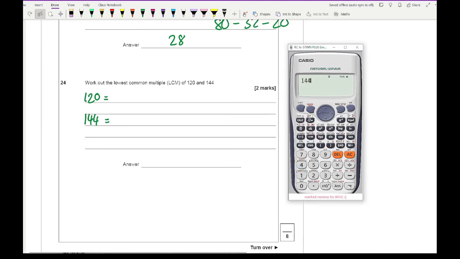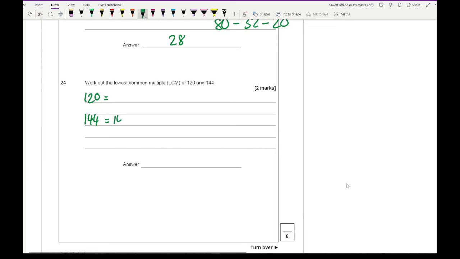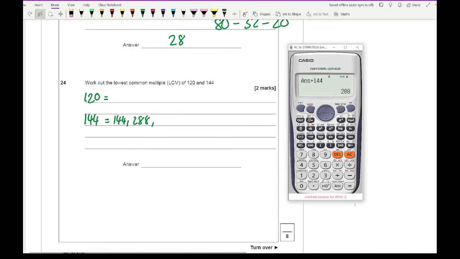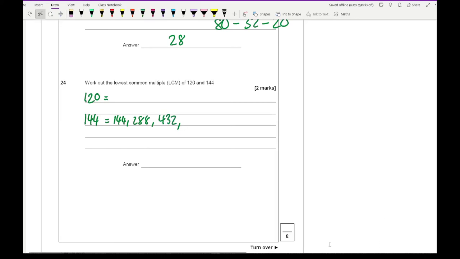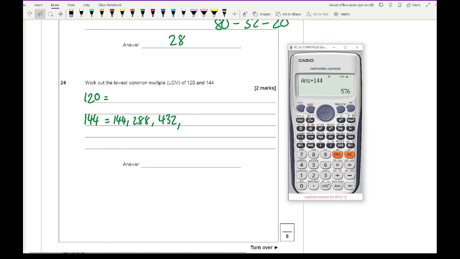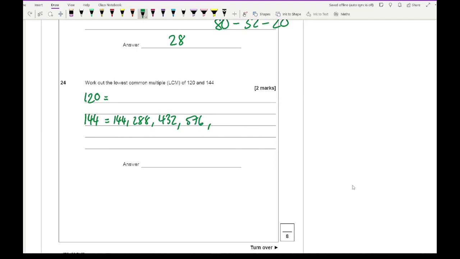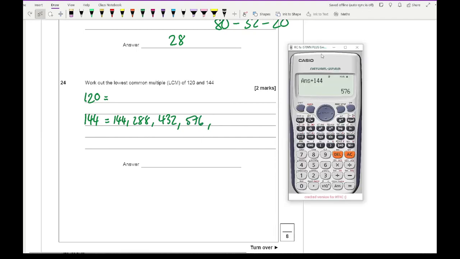I've got 144. I just need to write down what the times table is going to be. Now, knowing my knowledge, I know that a multiple of 120 is going to end in a zero. So if I just work through the 144 times table, so 144 plus 144, I get 288. Now, if you are going to do this method, I strongly recommend that you do write down at least three of the numbers on the times table. So the next one is 432. And the next one is 576. And then if I then work out what the rest are going to be.